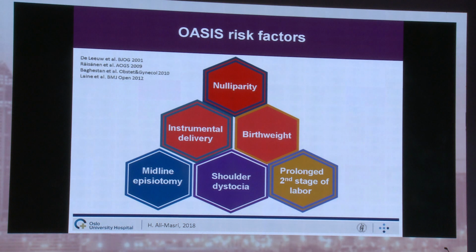So the preventive methods. Again, the most important risk factors are being a first-time mother, giving birth for the first child, nulliparity. Instrumental delivery and increase in birth weight, a large baby, are also important risk factors. And then, of course, shoulder dystocia, prolonged second stage, and midline episiotomy. But most of the women suffering from OASIS have a normal-sized baby and a spontaneous delivery.